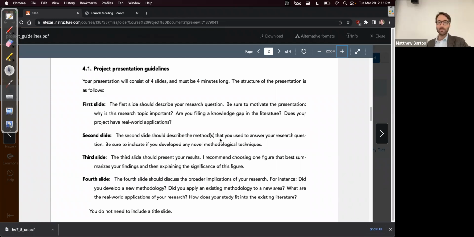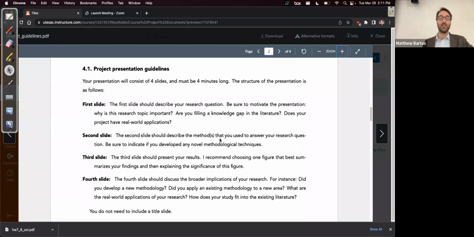So the first slide is kind of your general introduction slide. It should describe your research question. And really the point of this slide is to motivate your presentation. So why is this research topic important? Are you doing something that hasn't been done before? Are you filling a knowledge gap in the literature? And does your project have any potential real world applications? So this slide is to introduce the problem that you're looking at and convey why it's important.